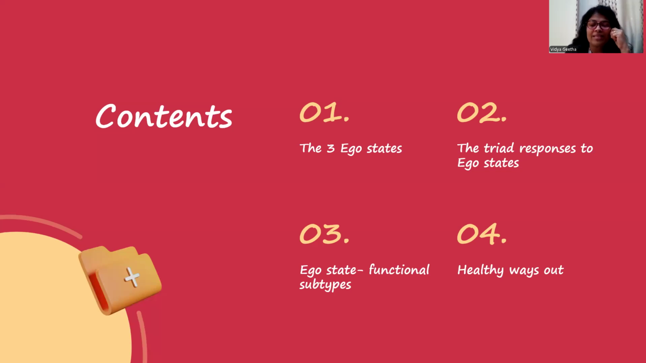Let's observe, let's evaluate. Third one is the functional types. Each ego state except the adult is divided into a few types. So what are they? Let us see. Also, if we are stuck in any particular ego state, what is the healthy way to get out of it?